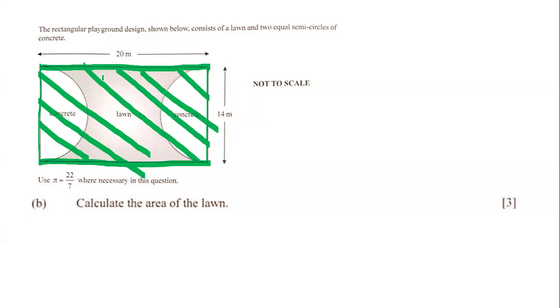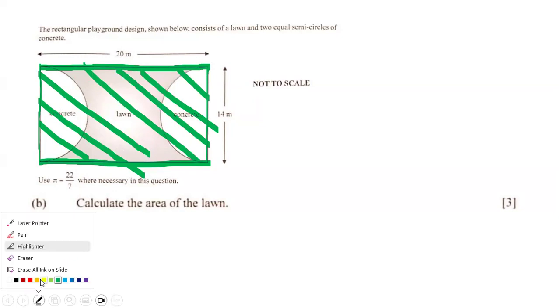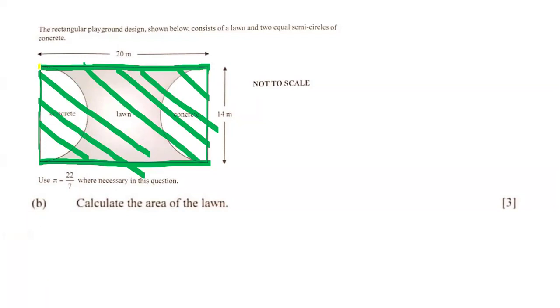Once we figure out the area of this entire rectangle, we're going to calculate the area of the semicircular portion. We're going to figure out the area of this semicircle portion. And then once we figure out the area of the semicircular portion, we're going to subtract it from the area of the rectangle.